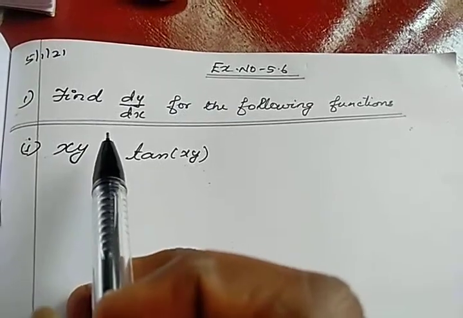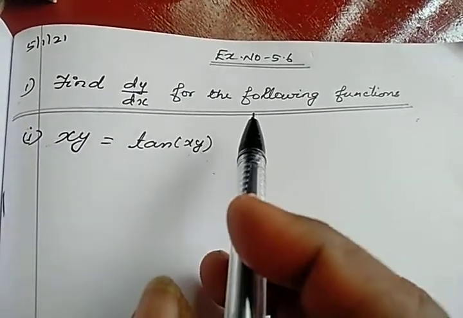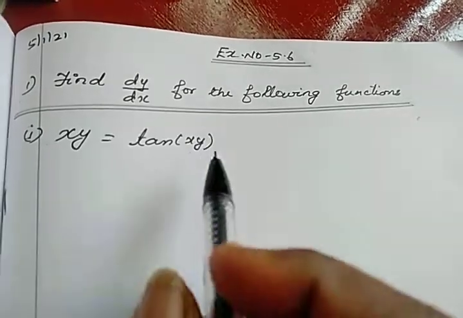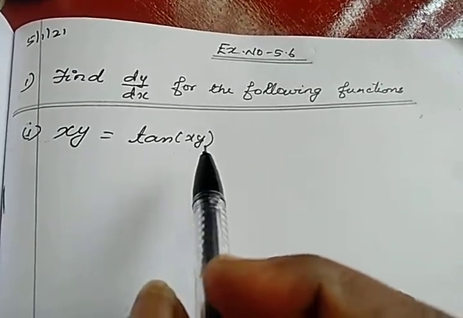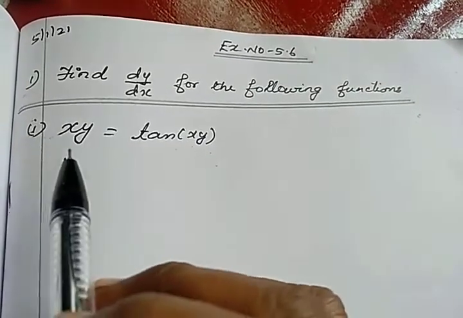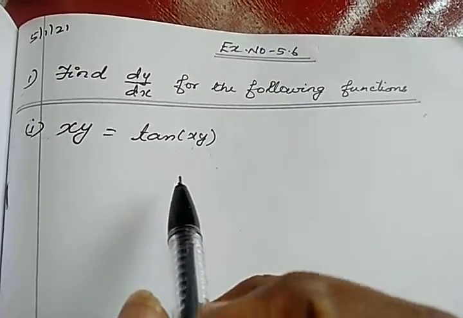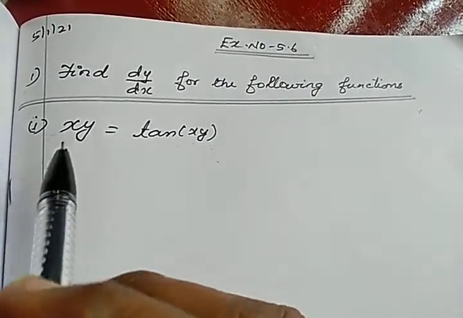We are going to differentiate the given expressions. Roman number 1, find dy by dx for the following functions. We will keep this function as y and differentiate with respect to x. First question, xy is equal to tan of xy. First, we will apply the product rule for the left hand side.